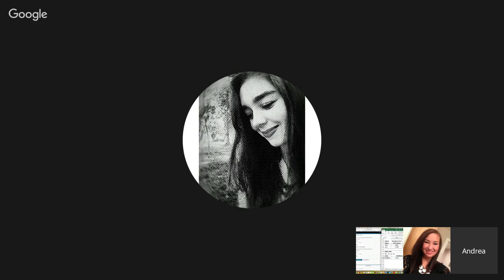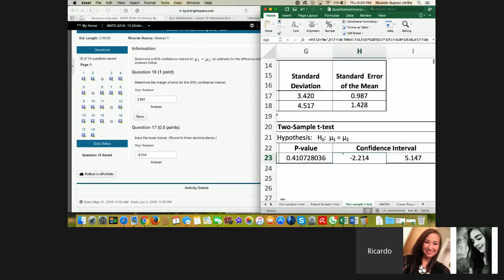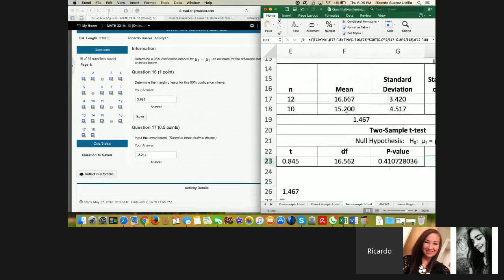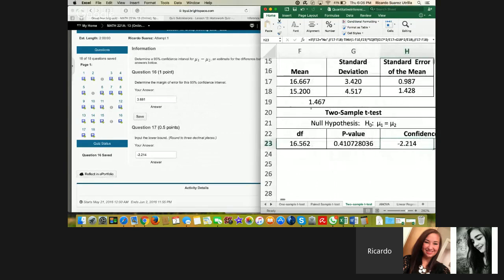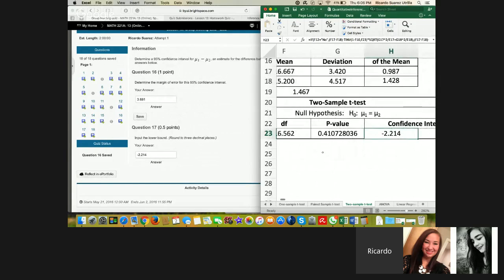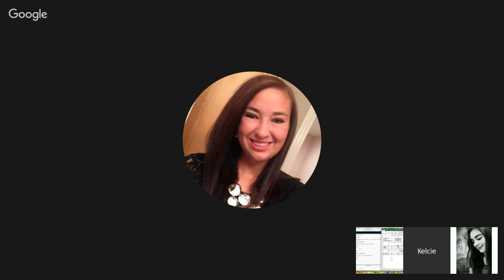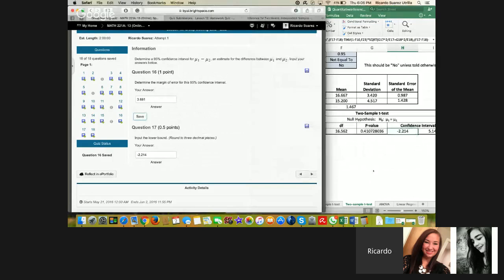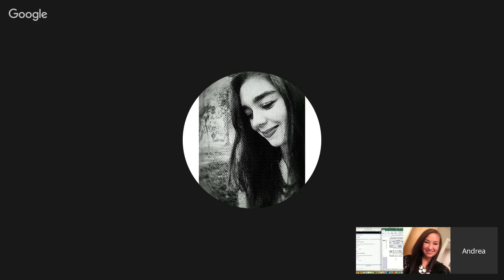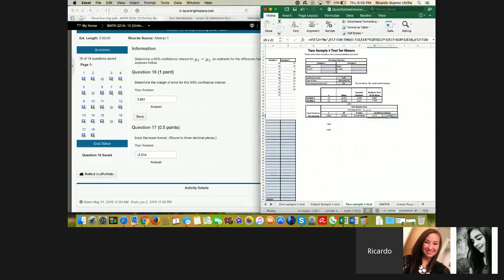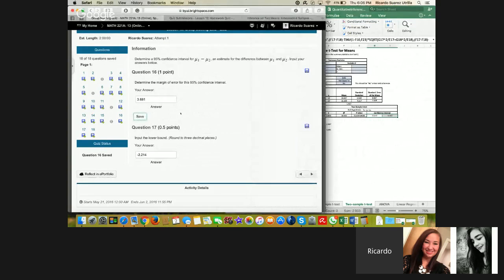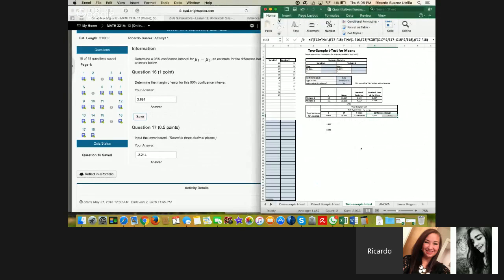But then what were you doing? Okay, I'm trying to get the number 16 by doing the difference of the mean, which is 1.467, and then I'm just subtracting the lower, in order to get the 95% confidence interval. Okay. I apologize. I thought you were focusing on number 17. No, those are here in the chart. But I'm not sure if 16 is going to be right. We can try. You can try it. Okay.